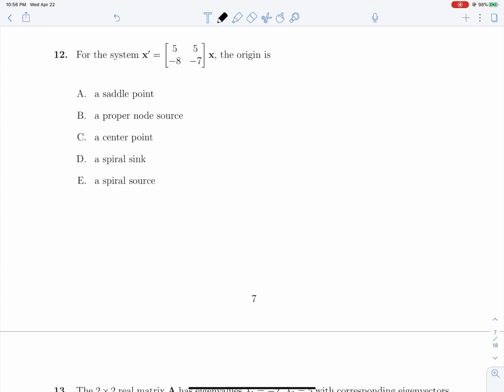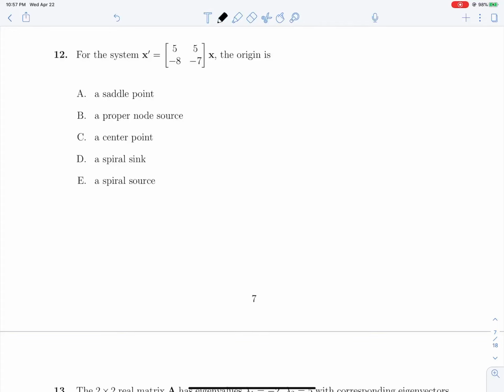Okay, but a saddle point is when we have an eigenvalue that's positive and an eigenvalue that's negative. We get a spiral sink if we have a negative real part of our eigenvalue with a complex conjugate bit added on, and then a spiral source when we have a positive real part of our eigenvalue and then a complex conjugate bit too. So let's solve this. This should be pretty fine.